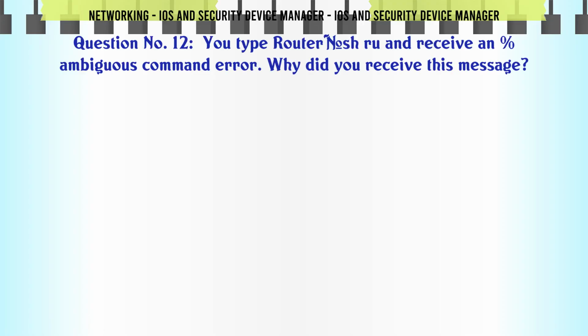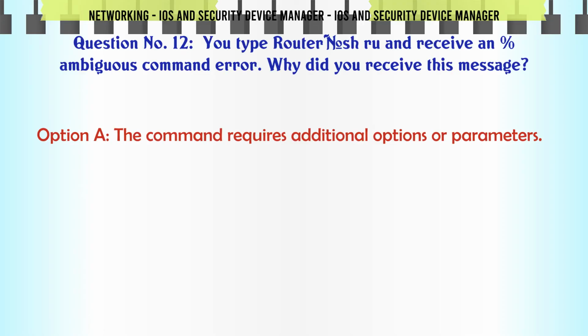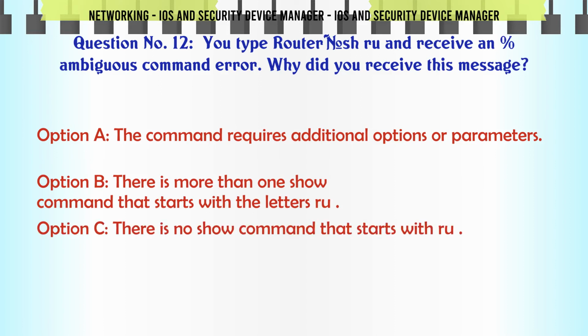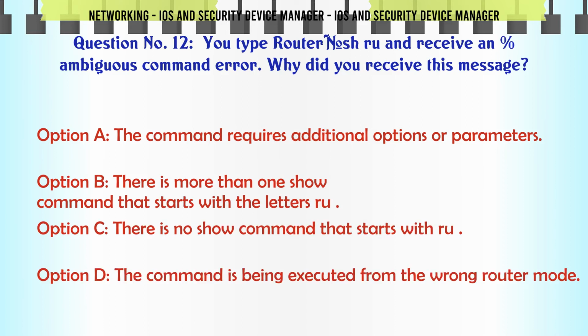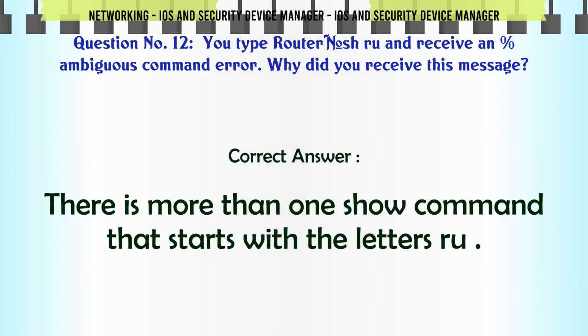You type router sh and receive an ambiguous command error. Why did you receive this message? A. The command requires additional options or parameters. B. There is more than one show command that starts with the letters RU. C. There is no show command that starts with RU. D. The command is being executed from the wrong router mode. The correct answer is there is more than one show command that starts with the letters RU.